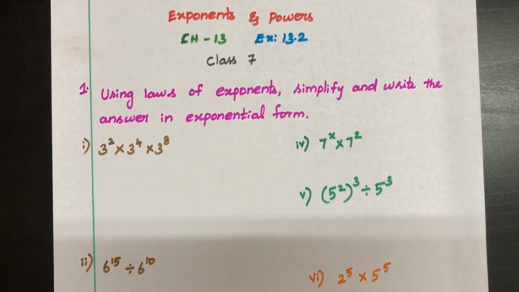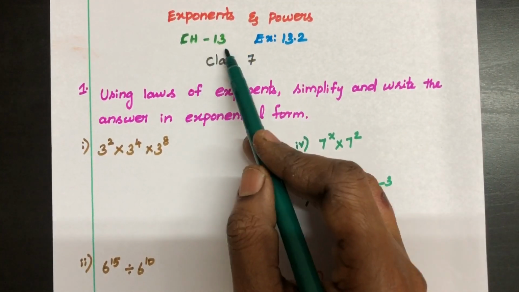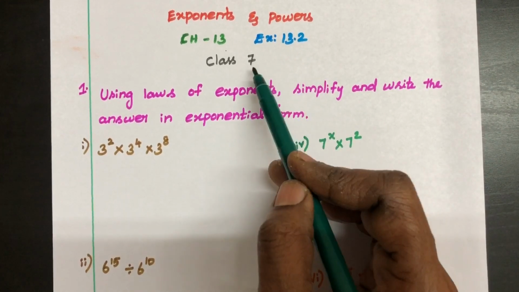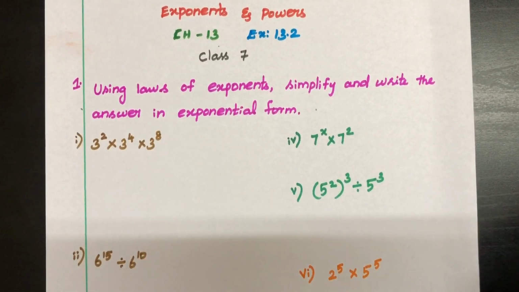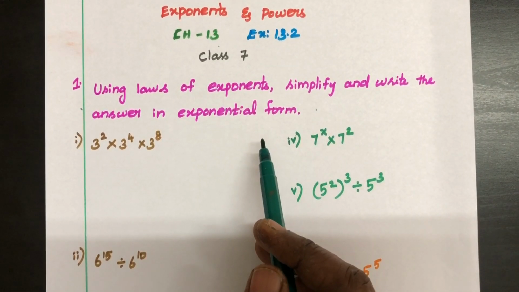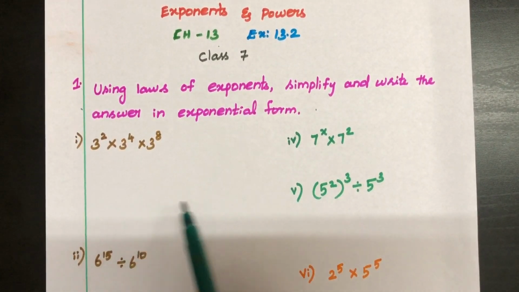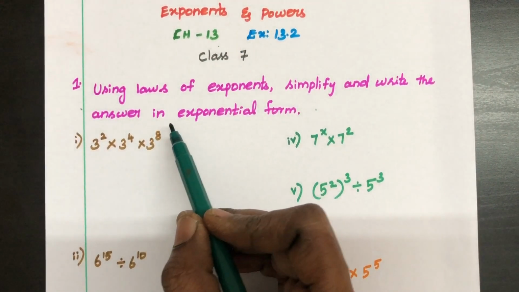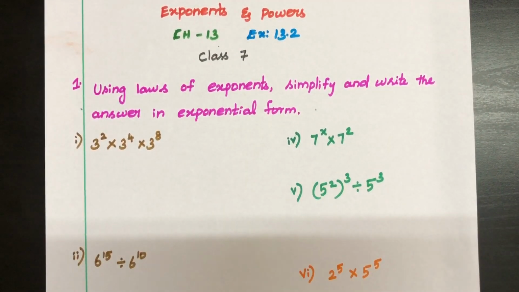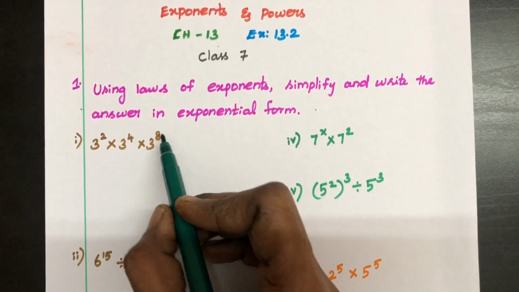Today we are going to learn Exponents and Powers, Chapter 13, Exercise 13.2 for Class 7 NCERT. First question: using laws of exponents, simplify and write the answer in exponential form. I have given all the exponential formulas in the Exponents and Powers, Chapter 13 introduction video. You can go and check each and every formula there.